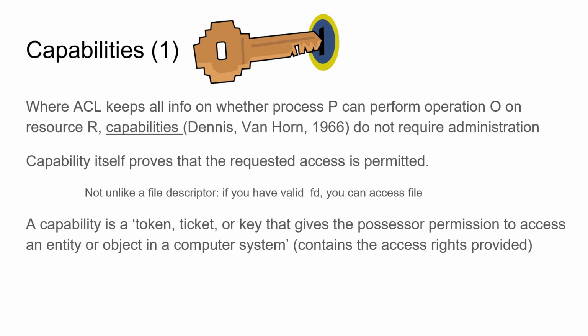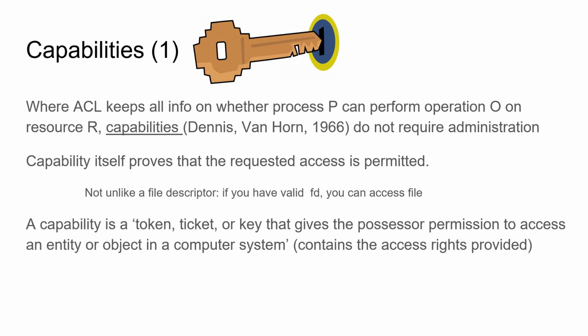Now, access control lists are not the only option for regulating the access to systems. The other main model, which is also quite old, also from 1966, is capability. An access control list has a table with information about whether a particular process P can perform operation O on some resource R.